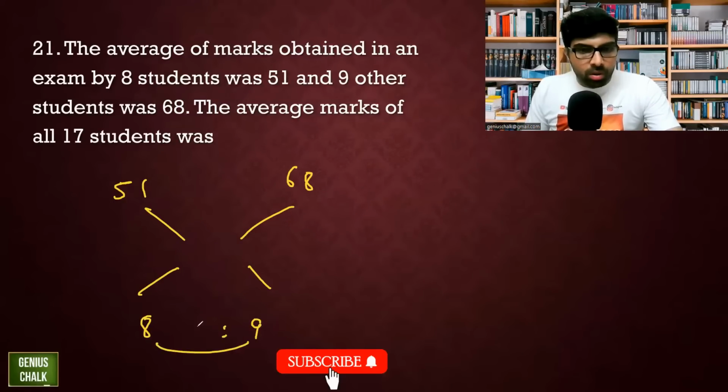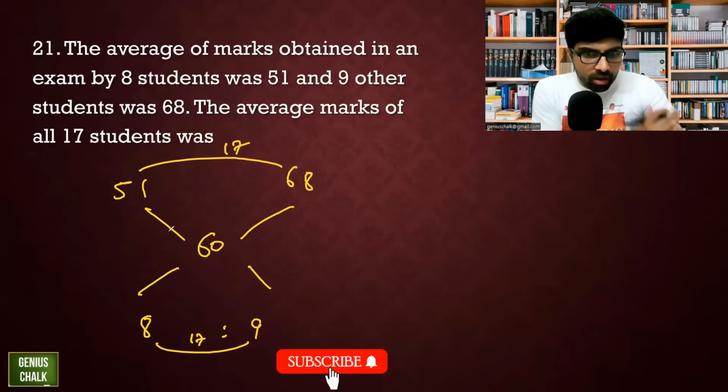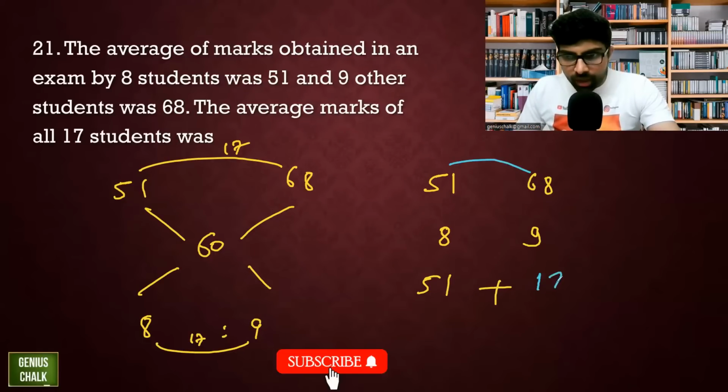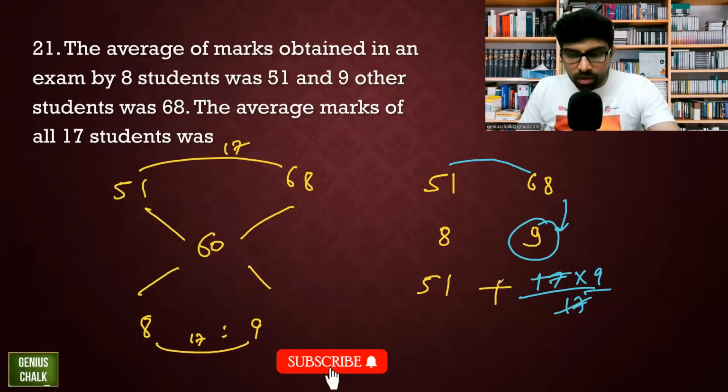So the sum here must be equal to the difference here. So it is coming out to be 51 plus 9, 60, 68. Again, I try. If this is 51 and it is 68, this is for 8 students, this is for 9 students. If I assume 51 is the average, plus how much extra? It is 17 extra, and this is for 9 students. And total is 17.